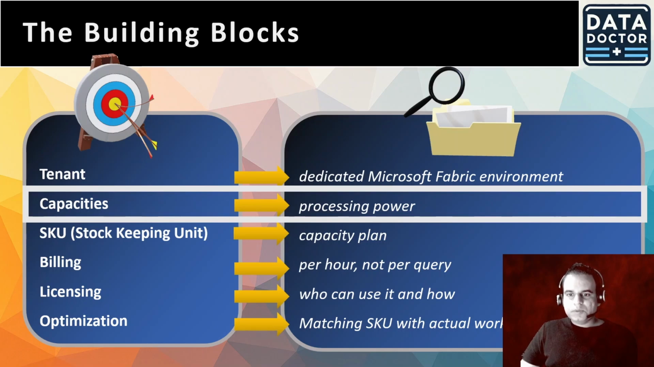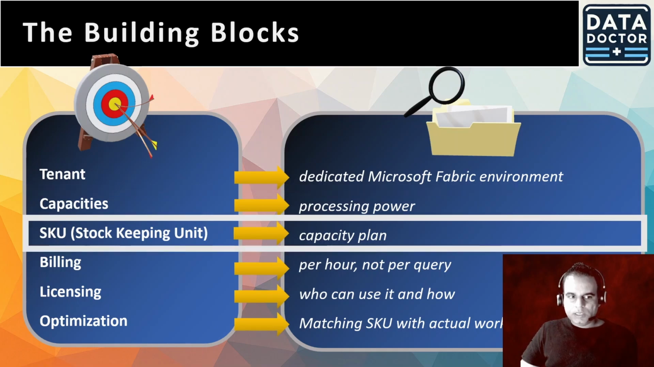When we talk about the capacities, we are talking about the processing power. So it defines your processing power and nothing else. Stock keeping units are capacity plans. So essentially, both of these things, which means capacities and SKUs, are actually telling you about your processing power or computational power. These terms might be used interchangeably, but essentially they have the same meaning.